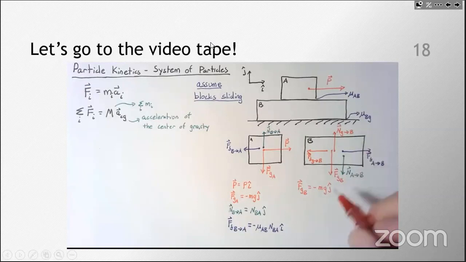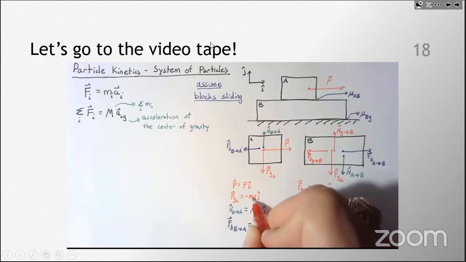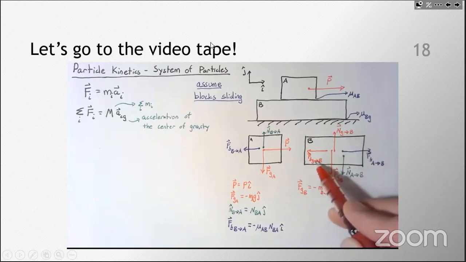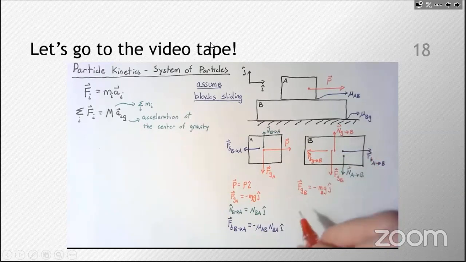And this makes me realize that we need to label what masses we're talking about. So the mass for A is just going to be m_A. The mass for B is going to be m_B. And then we have the normal force and the friction force of the ground acting on B.